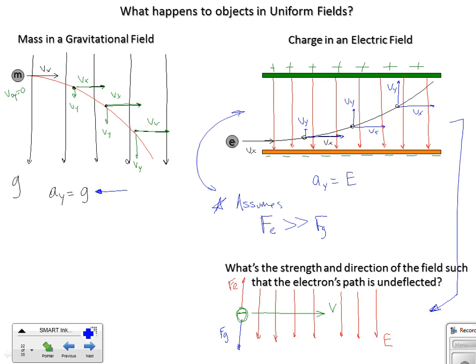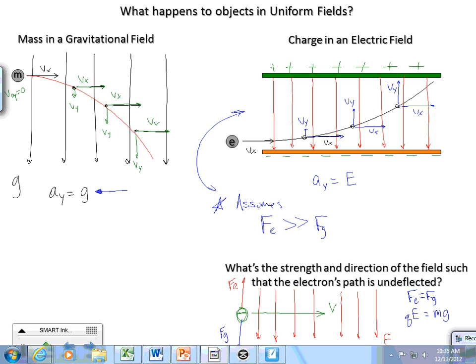We're saying that Fe equals Fg if that path remains undeflected. And Fe we can write as Q times the electric field, and Fg we can write as m times the gravitational field. So we want to know what the field strength is. Well, we just do E is mg over the charge of an electron. Okay?